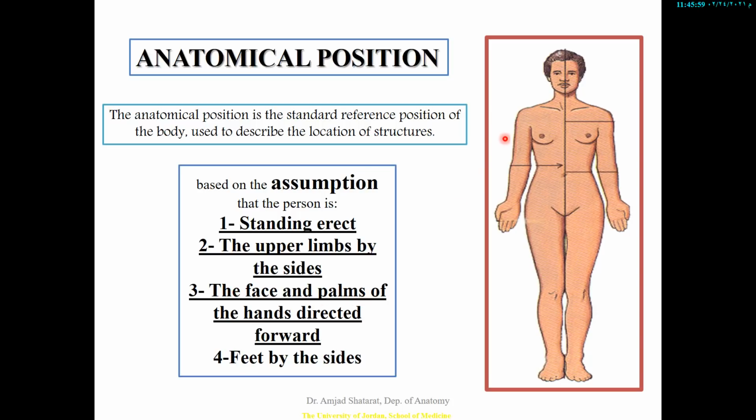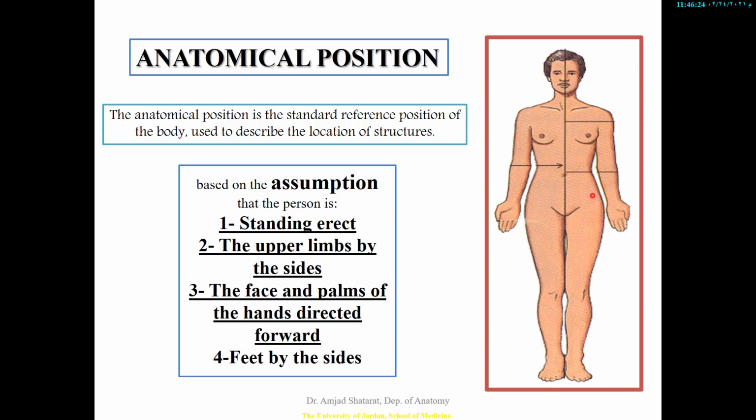Let's talk about the face first. It looks forward. Look at the eyes. They look forward. They don't look upward. They don't look downward. And let's look at the hands as well. Okay, they look forward, and the thumb is turned this way. And finally, the feet, they are by the side. So the knees are not flexed.